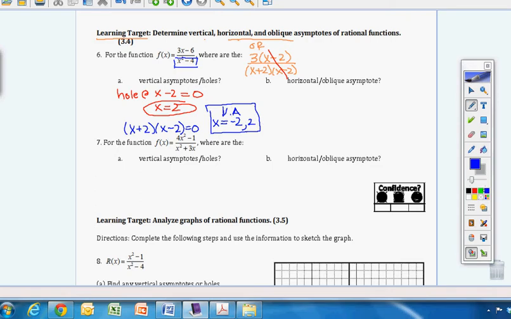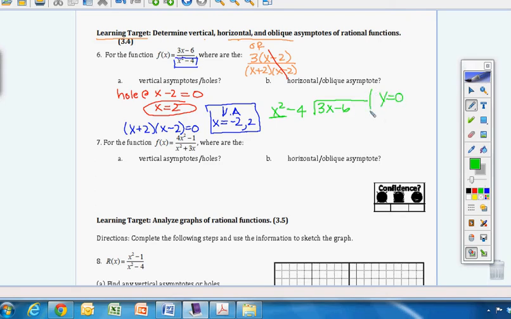Okay, and our horizontal or oblique asymptotes is where we need to use our long division and divide. So we have 3x minus 6 divided by x squared minus 4. And in this case, we want to see where this term out here can turn into this first term. But if you notice, this degree is higher than this degree. So this is the case where y equals 0.